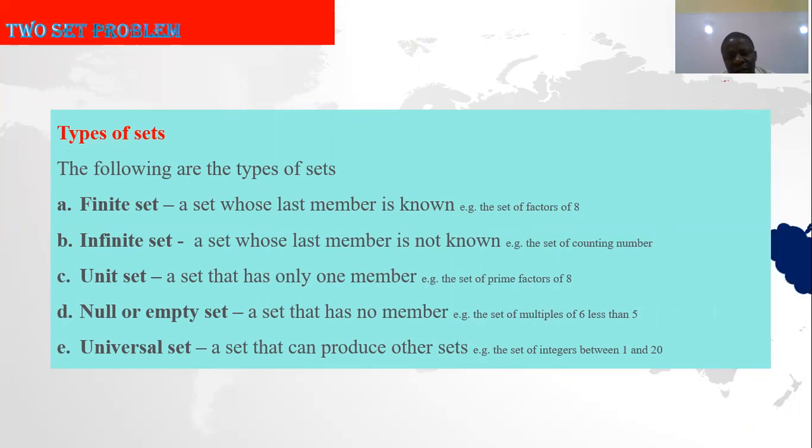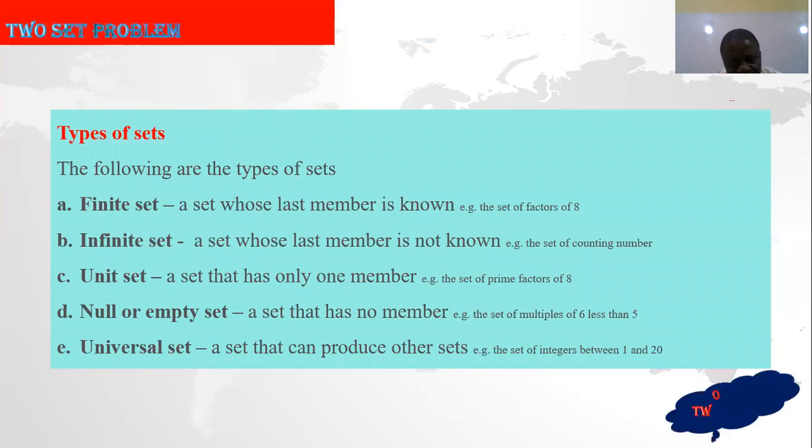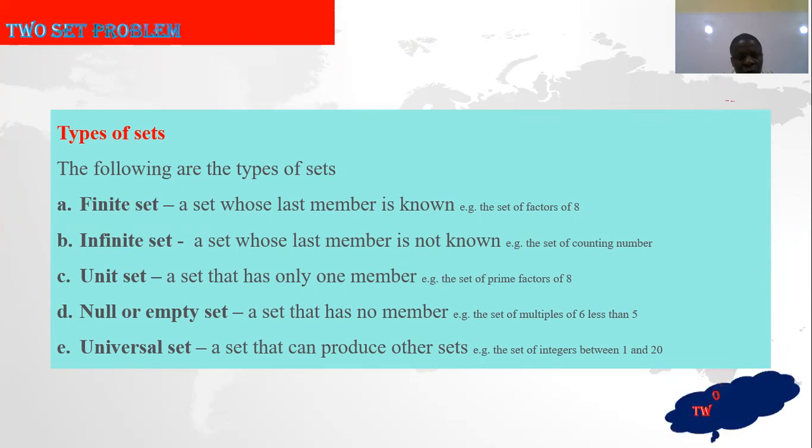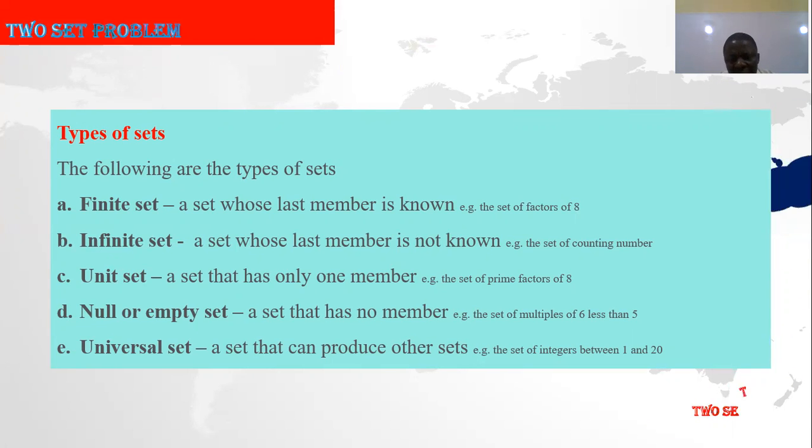Infinite sets, on the other hand, we don't know the last member. So for example, if I give you the set of counting numbers, where will you end? We don't know the last number, so it's an infinite set. Then we have a unit set. If we say a set is a unit set, then it means that set has only one member. For example, if I say the set of prime factors of 8, the factors of 8 include 1, 2, 4, and 8. What is the prime number among them? It is only 2. So that set will have only one member, and therefore we call it unit set.